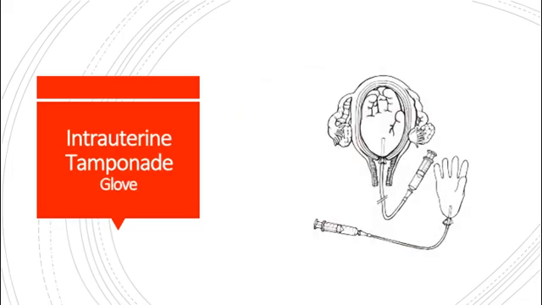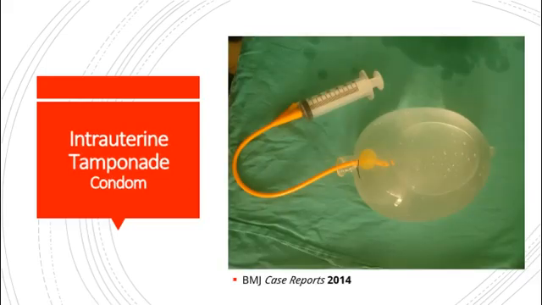This shows how a glove is tied over the end of a bladder catheter using suture material. It is placed into the uterus and then inflated with sterile saline or water to press against the inner surface of the uterus and stop bleeding. This shows how a condom is used to create a balloon tamponade.